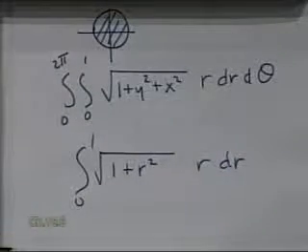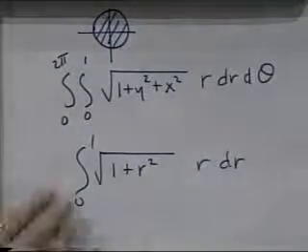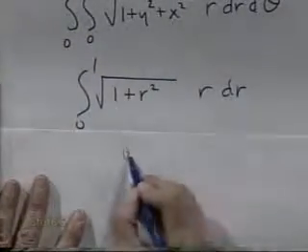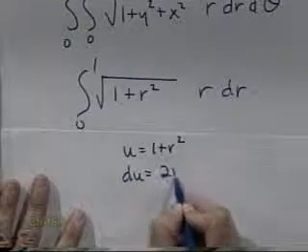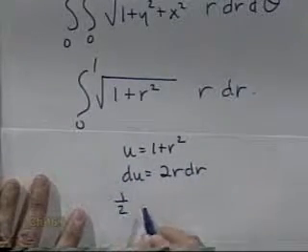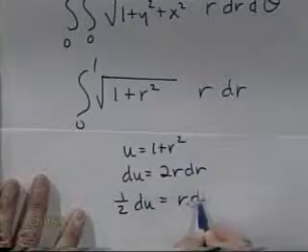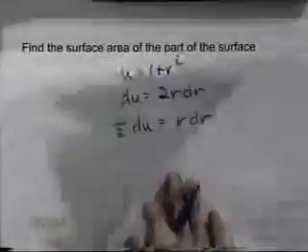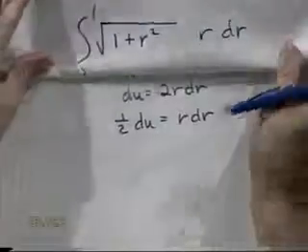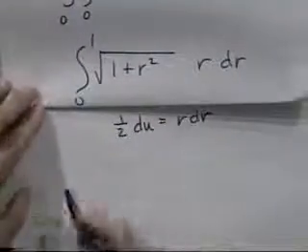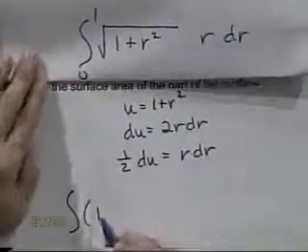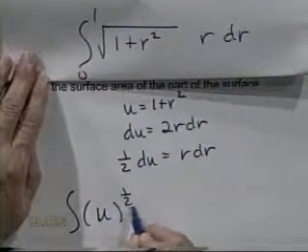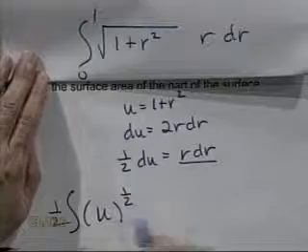All right, and how are we going to do that integration? I think we'll let u equal 1 plus r squared. So du is 2r dr, or 1/2 du is r dr. That sounds pretty handy. All right, and bringing it down here, 1 plus r squared was u, so this is u to the 1/2. And for r dr, we put in 1/2 du.